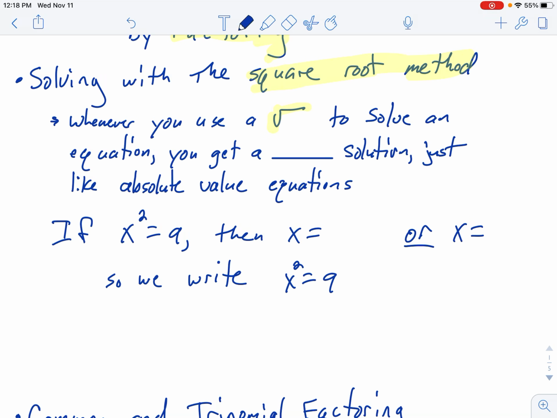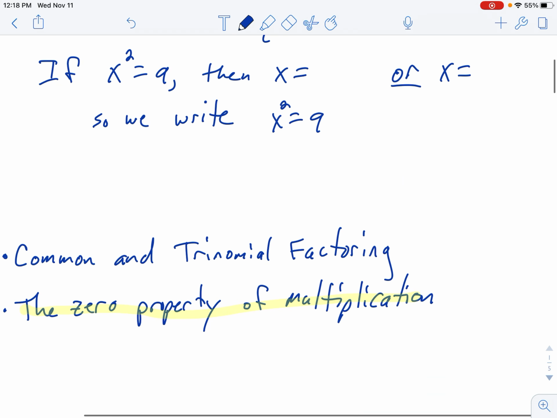And as a general rule, something you're going to need to learn and carry with you through this is that whenever you use a square root to solve an equation, you get a plus-minus solution, just like in absolute value equations. If you remember when we did absolute values, at some point you split into two answers, one positive, one negative.